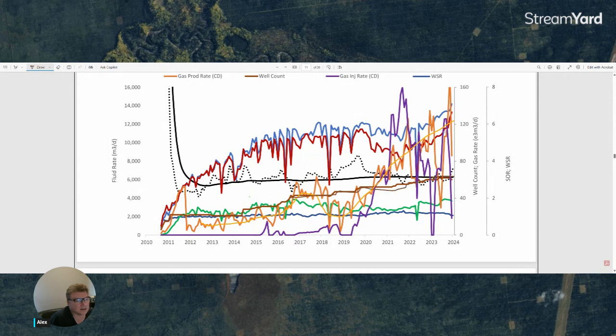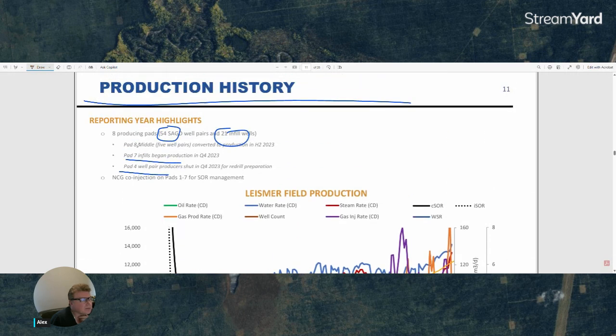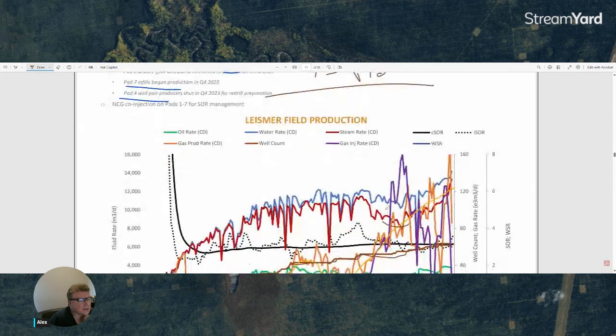But look at the steam decline. Steam decline took place, but well count increased. So what then happened? How is it possible that you increase the well count? I guess we have some answers here, because we have 54 SAGD well pairs and we have 21 infill. So now we have what, like 75 producers? Is that right? 75 producers.